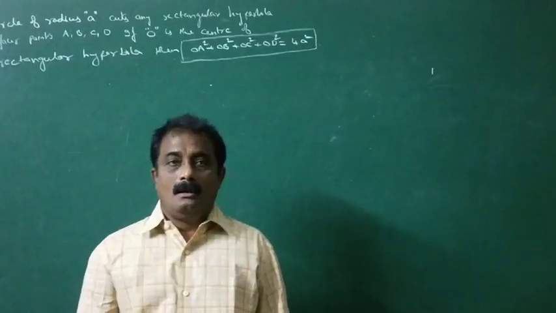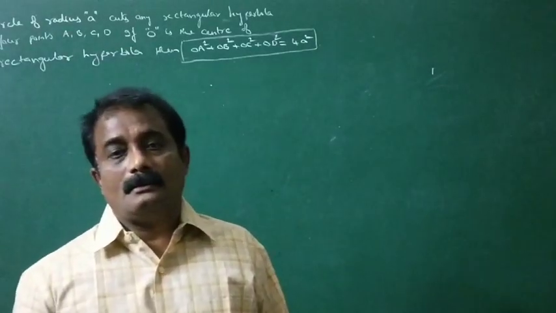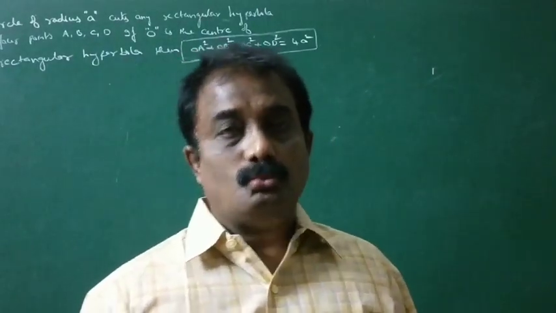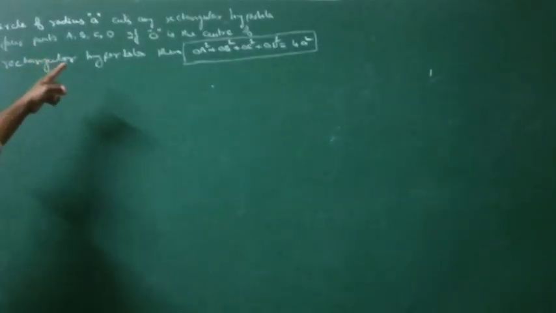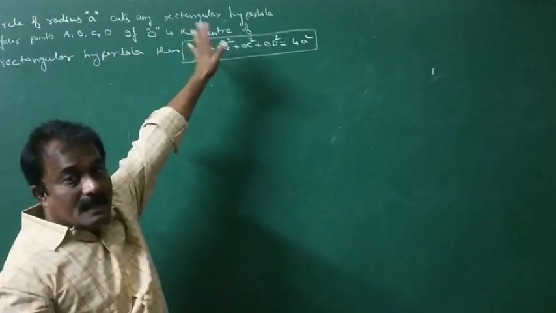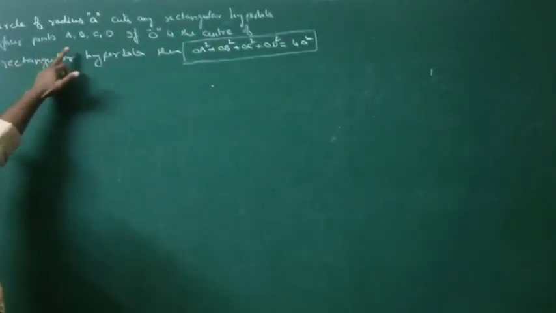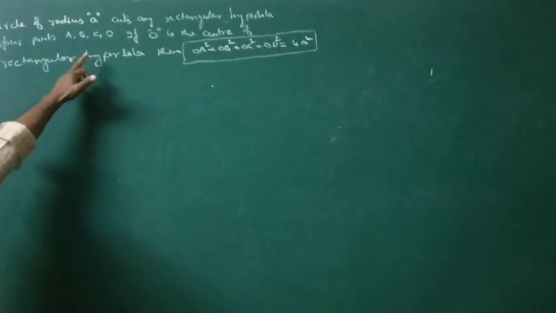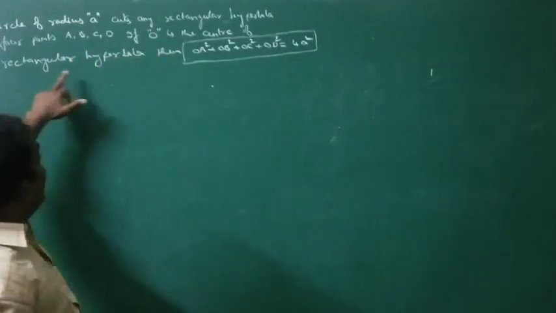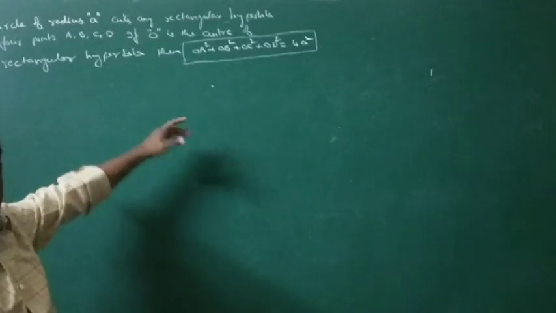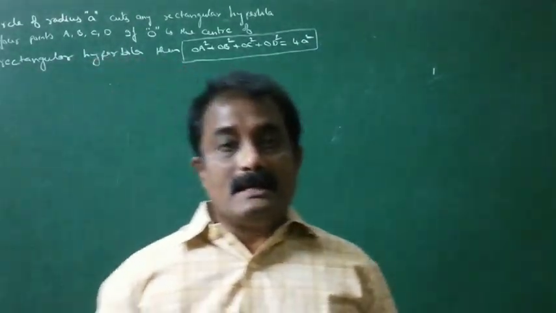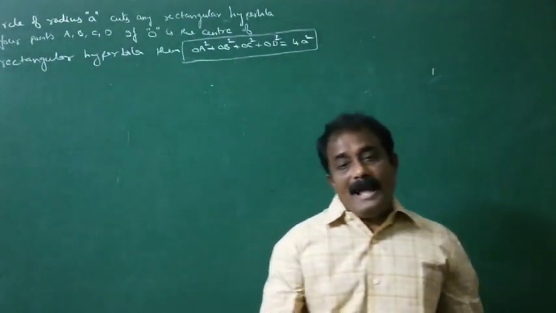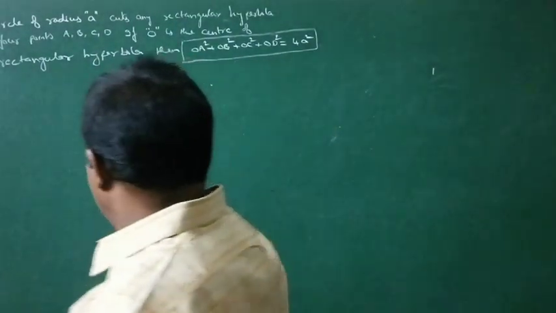Okay. Now I am explaining the property number 2. Listen. Suppose a circle of radius small a cuts any rectangular hyperbola in 4 points A, B, C, D. If O is the center of the rectangular hyperbola, then OA square plus OB square plus OC square plus OD square equal to 4A square. Okay. Now I am explaining how we are getting that condition.